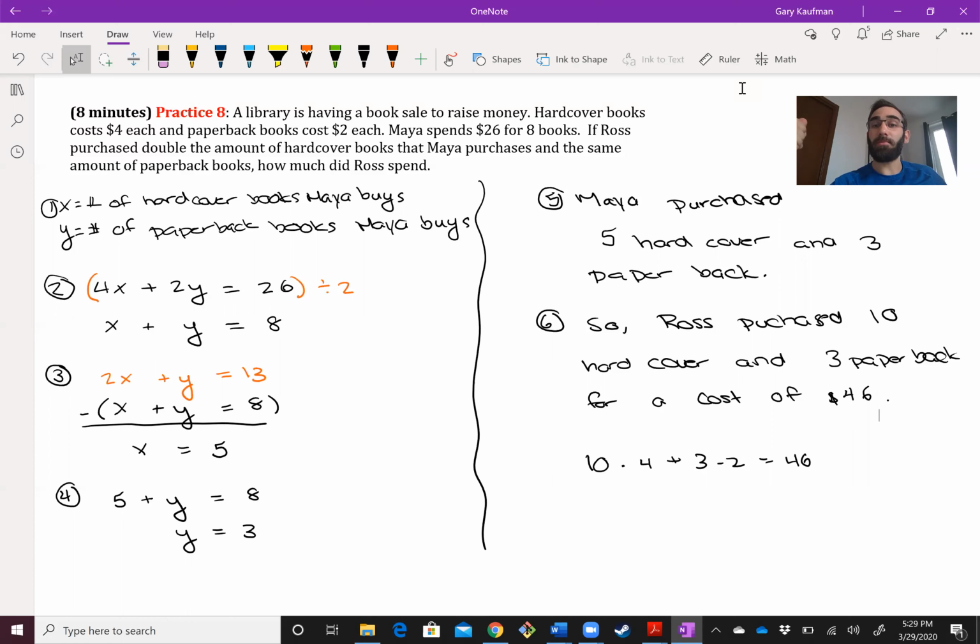Now, I then figured out what Maya purchased, but the question asked, what does Ross spend if he purchased double the hardcover and the same number of paperback books? I was able to do the mathematics there, knowing the cost, and see that Ross paid $46. That's practice 8. We have 2 more.